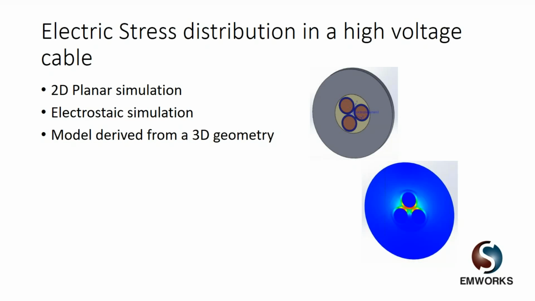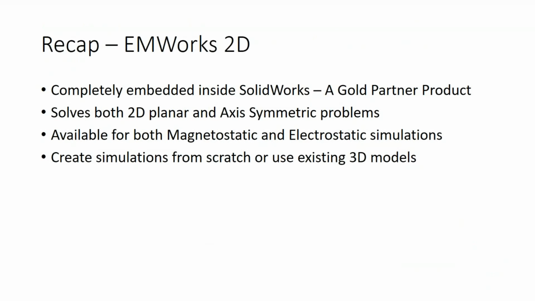So I think this concludes the demonstration part of this webinar. I would just like to recap what we saw today: our new product, EMWorks2D, which is used for both XY planar geometries as well as RZ axisymmetric geometries, because these types of geometries you can accurately represent using a 2D simulation. You can do them without any loss of accuracy, and at a fraction of the time that is required to conduct a 3D simulation.